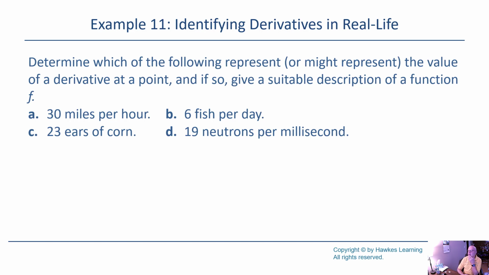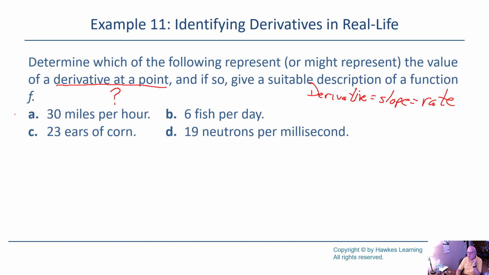All right, last of all, let's wrap it up with some relatively simple ones. Which of the following might be the derivative at a point? Could these be derivatives at a point? Remember, derivatives are slopes. This is oversimplified, but I want you to get the idea. Derivatives, slopes, rates. We're all talking about the same thing.